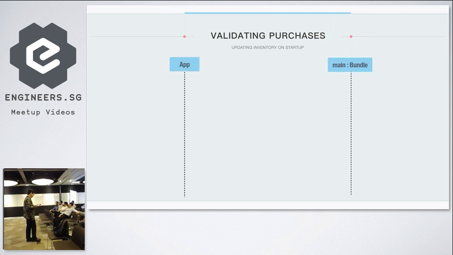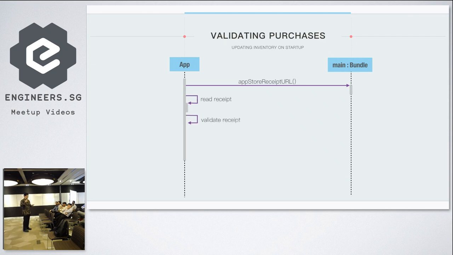How do you do this? First, call NSBundle's App Store receipt URL. You will get a local file containing the cryptographically signed receipt containing a history of purchases, everything but consumables. Then what do you do? You read it, you validate it, and you update your own inventory.